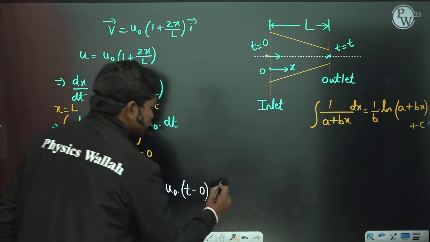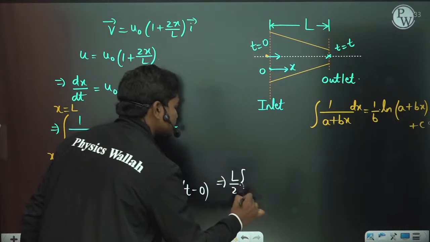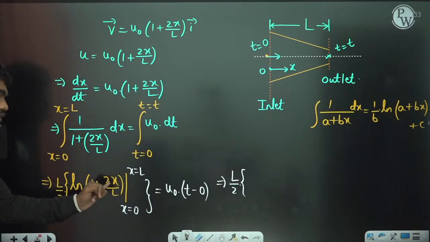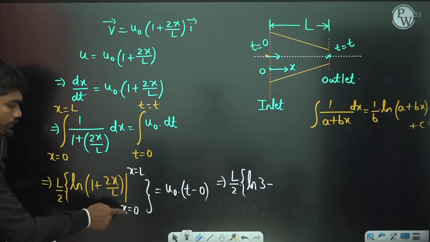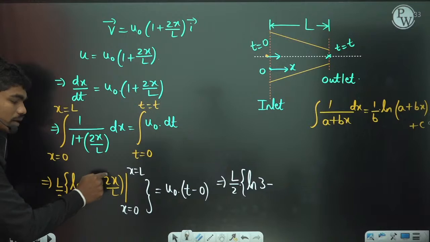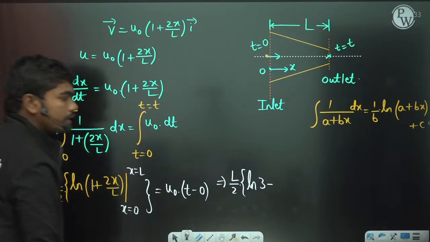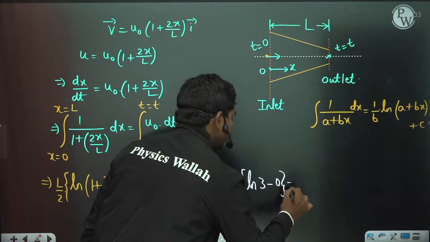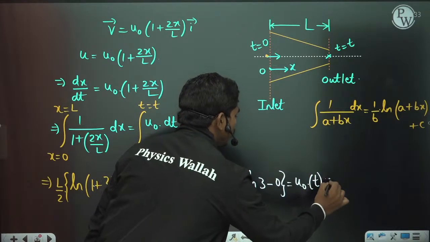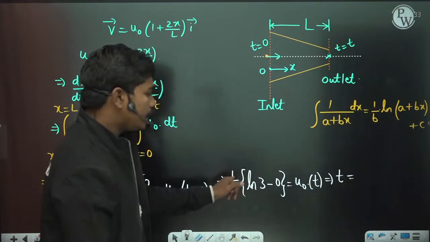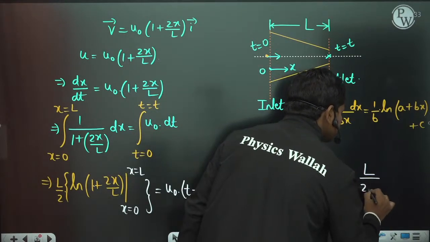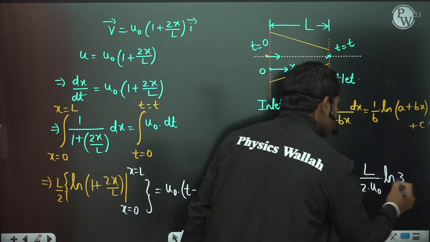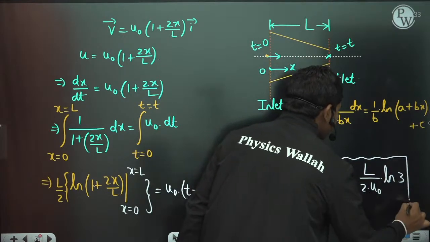Now if you substitute here, this gives you L by 2 times, when you substitute x is equal to L, the L gets cancelled, and you have ln(1 plus 2), which is ln 3. Okay, so when you substitute L, that value is ln 3 minus, when you substitute 0 here, log(1 plus 0). So 1 plus 0 is 1, and log 1 is 0 actually. So this limit is 0. So this is equal to U naught times t, is what you have. So what is the expression for time t for the particle to cross the nozzle? L ln 3 by 2, divided by U naught. So L by 2 U naught into ln 3. Okay, log 3 to the base e. So this is the time t for this value.